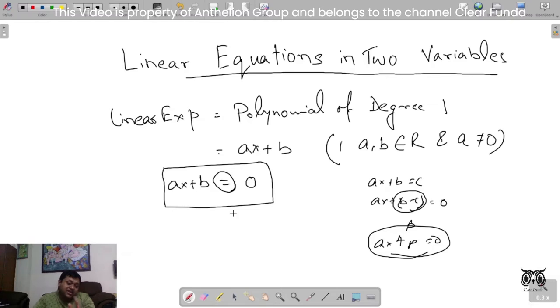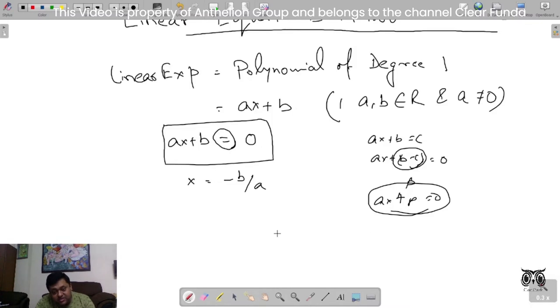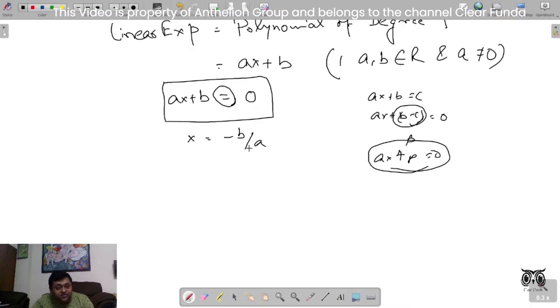Now if ax plus b equals 0, then x equals what? It is minus b by a, right? This is a very specific real number, not a variable that will keep changing. A and b can change, but for a particular real number value of a and a particular real number value of b, the equation ax plus b equals 0 will have a very fixed value of x, that is x equals minus b by a. Only minus b by a will solve this equation. So minus b by a is the zero of the polynomial.